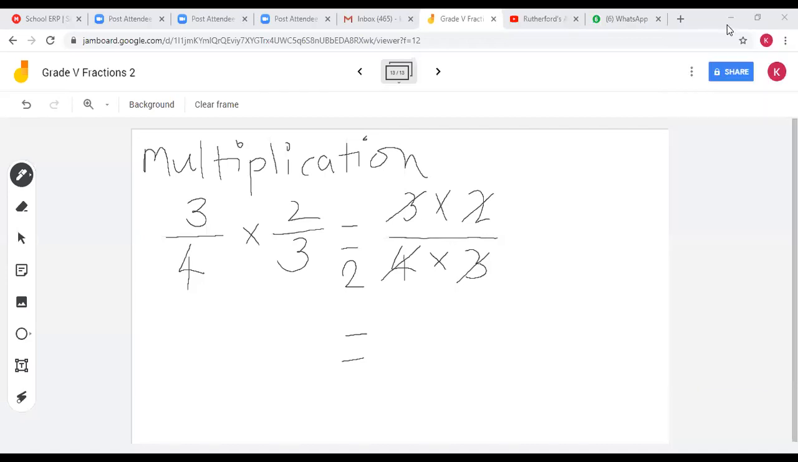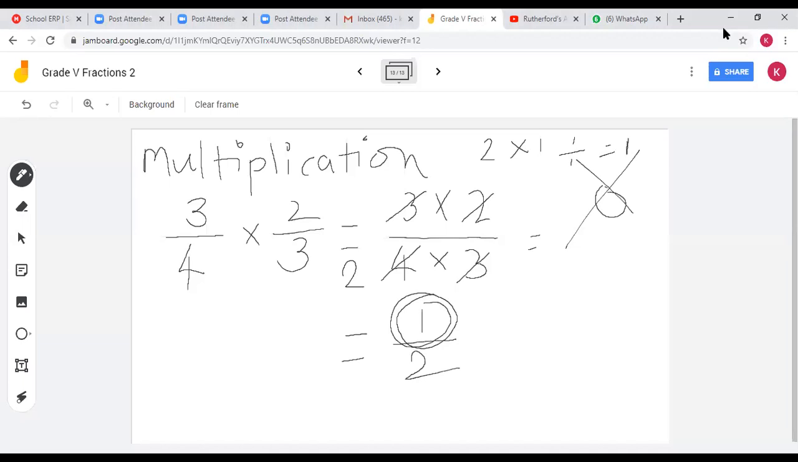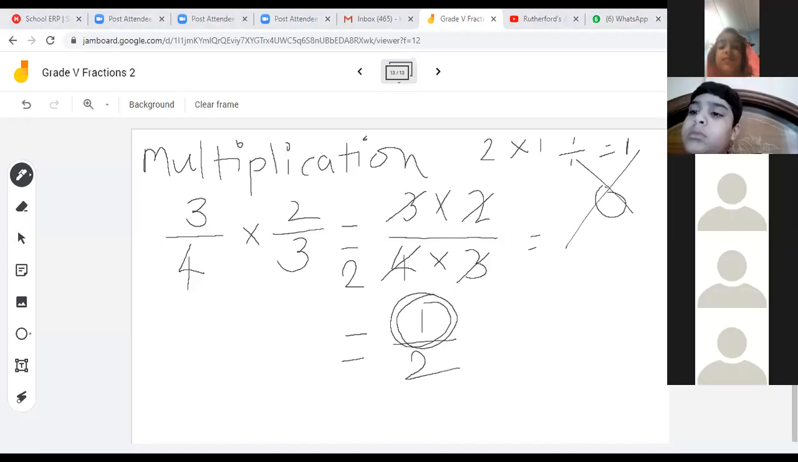Good. Very good. So the final answer will be 1 upon 2. So the question is, where did this 1 come from? Since both are cancelled, shouldn't it be 0? No, it cannot be 0. Because if you remember, any number can be written as 2 ones are 2. I can always write this. And 1 divided by 1 is also 1, right? 1 divided by 1 is not 0.